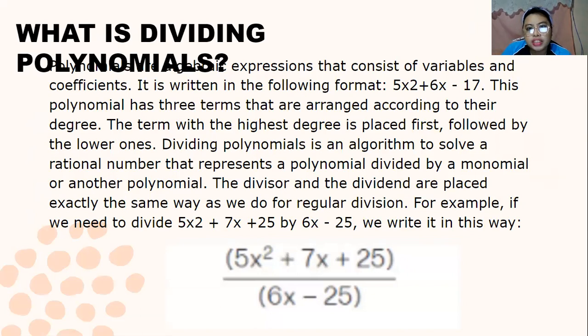Polynomials are algebraic expressions that consist of variables and coefficients. When we say variables, letters. When we say coefficient, numbers. While if the number does not have a variable or a letter, it is called a constant. It is written in the following format: 5x squared plus 6x minus 17, wherein 5 is the coefficient and 6. x and x are the variables or letters, right? While 17 is only a constant because it doesn't have a variable.